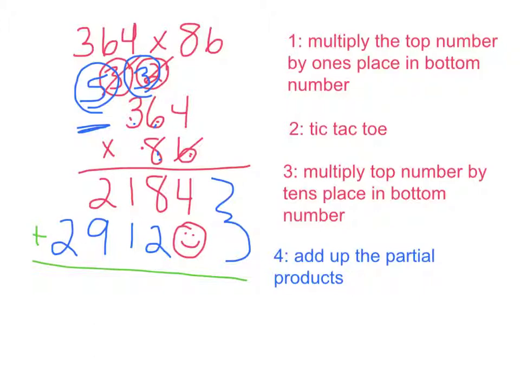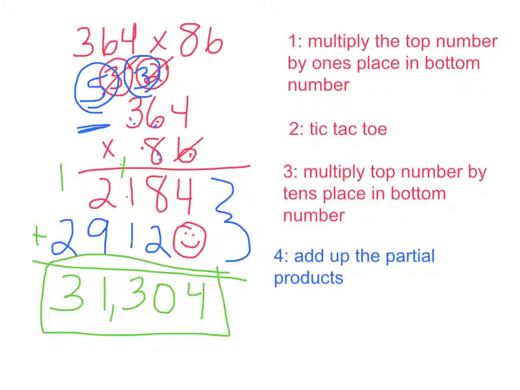I'm going to start with the ones place. 4 plus 0 is 4. 8 plus 2 is 10. Carry the 1. 1, 2, 3. 9 plus 2 is 11. 2 plus 1 is 3. So then we've got our final answer is 31,304.